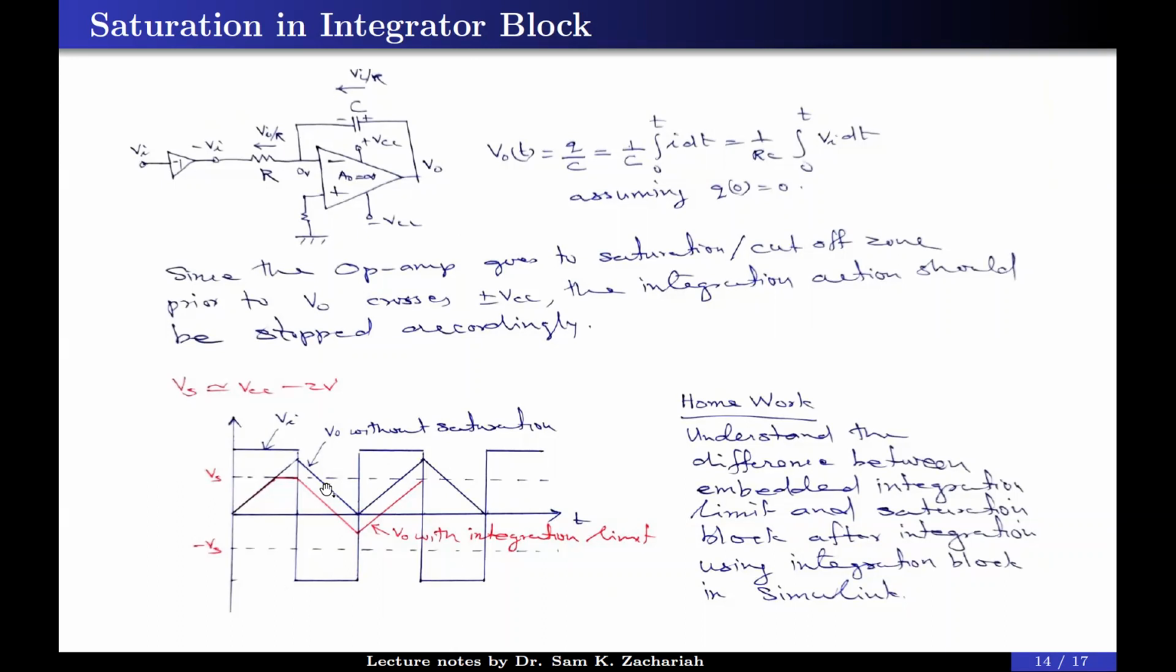Now I have not put any saturation limits, etc. Assume that the integrator saturates at Vs or minus Vs. Why I put Vs is that it cannot go up to VCC. So let us say Vs is equal to VCC minus 2 volt for the sake of argument, and maybe even 1 volt or 0.5 volt, depending on the device.